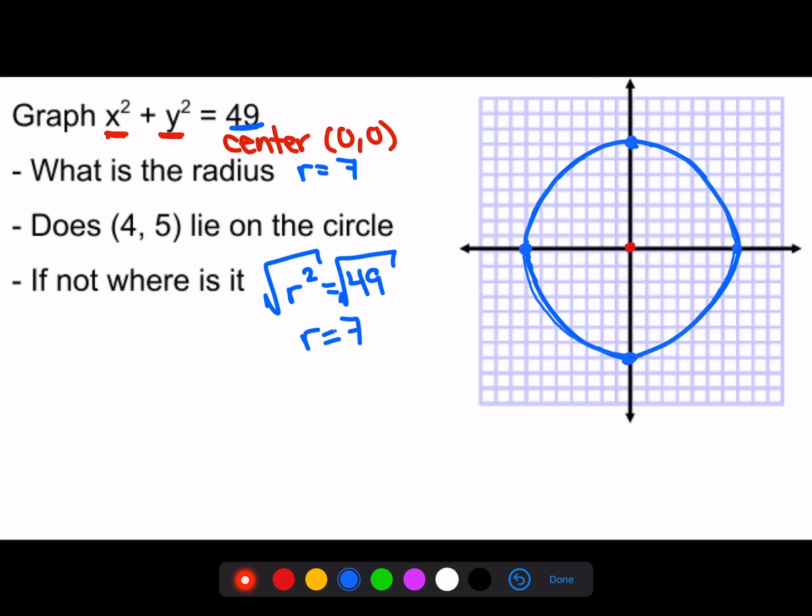There's our graph. Now, lastly, does the point 4, 5 lie on the circle? If not, where is it? So let's go ahead and graph this point, 4, 5. 1, 2, 3, 4. 1, 2, 3, 4, 5.